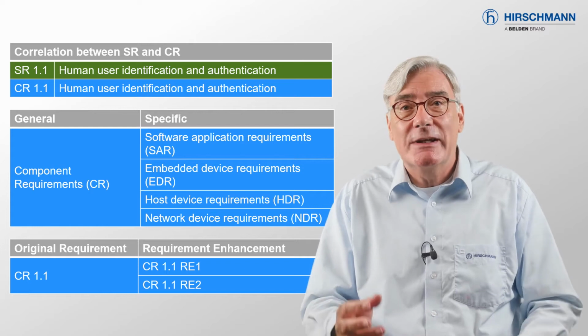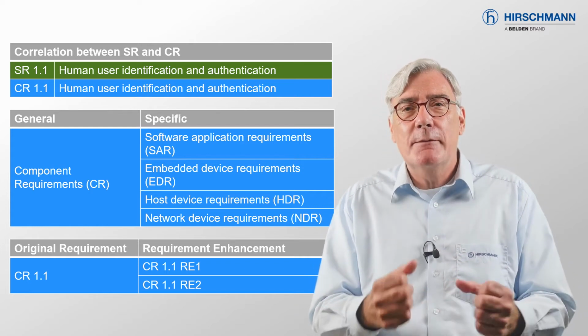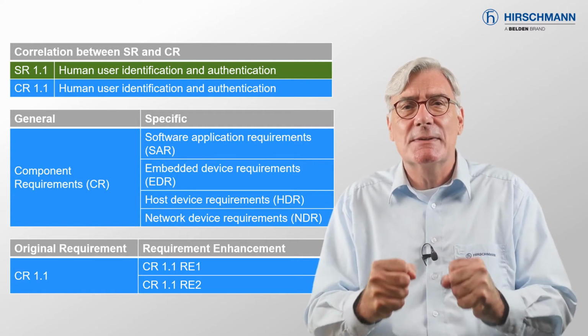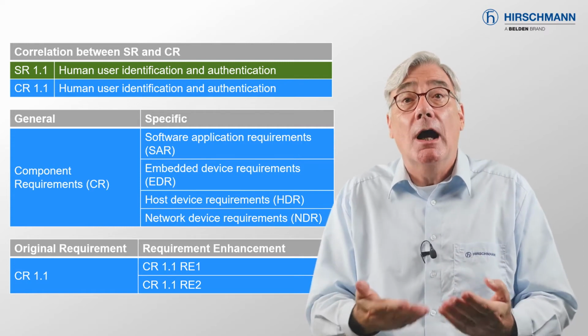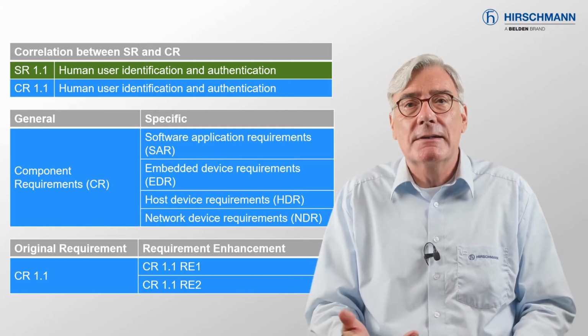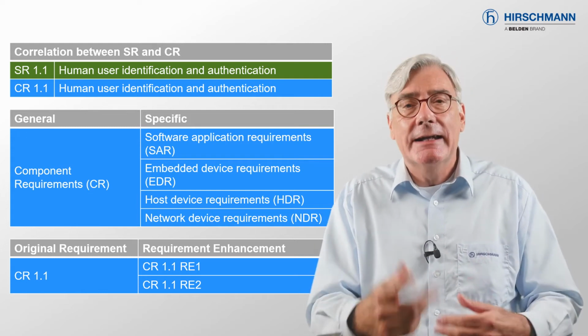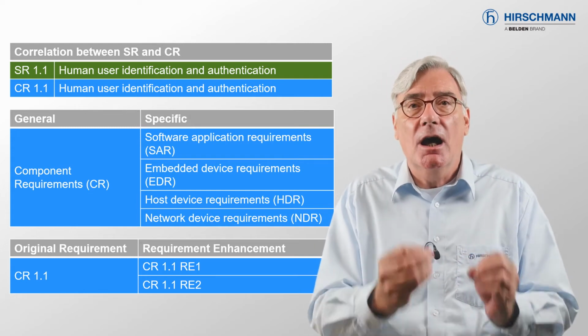Sometimes a requirement which fits fine with a lower security level needs to be made more stringent or specific when used for higher security levels. Additions to the requirement are known as requirement enhancements and are indicated by the suffix RE.